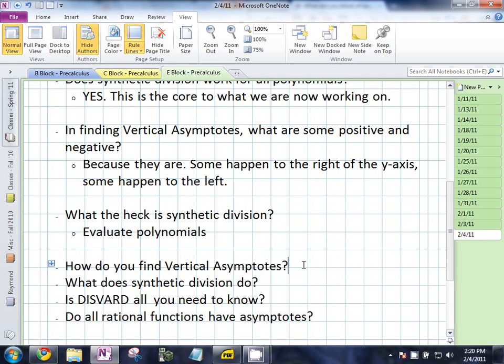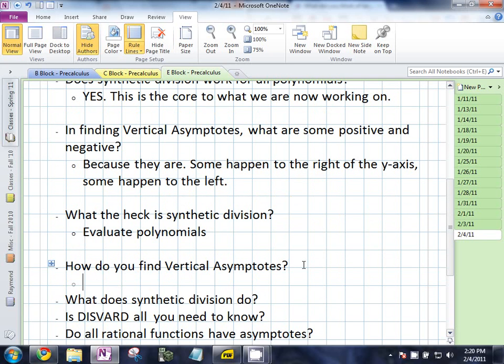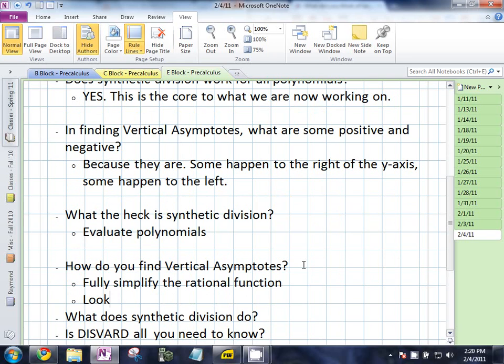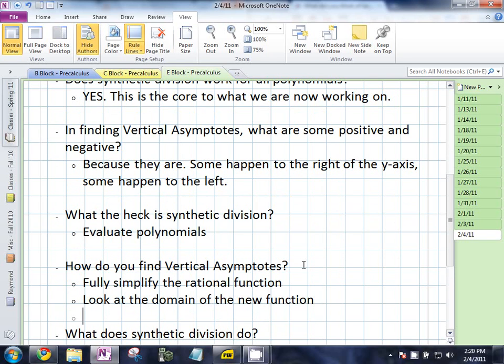So, how do you find vertical asymptotes? What do you first have to do? You have to fully simplify the rational function. Look at the domain of the new function. That's how you find them. But the core to finding removable discontinuities and vertical asymptotes is, what do you have to do first? Simplify. And along the way, you will find the removable discontinuities and vertical asymptotes.